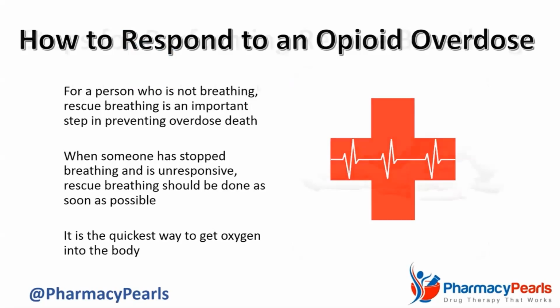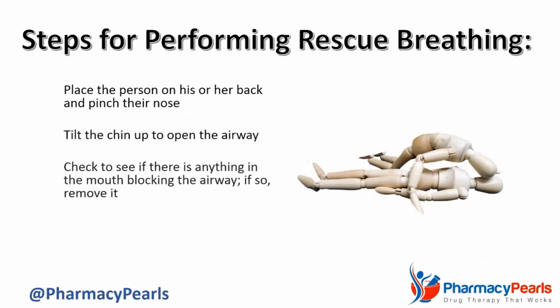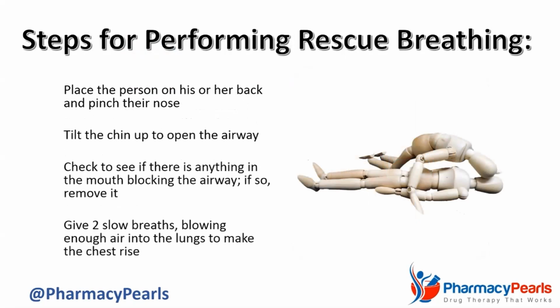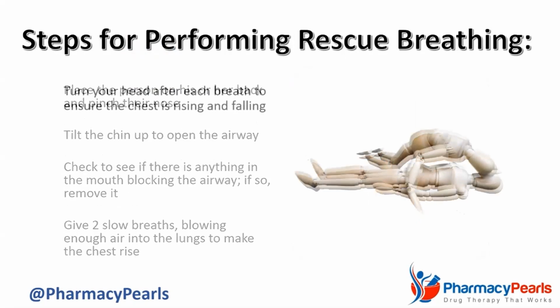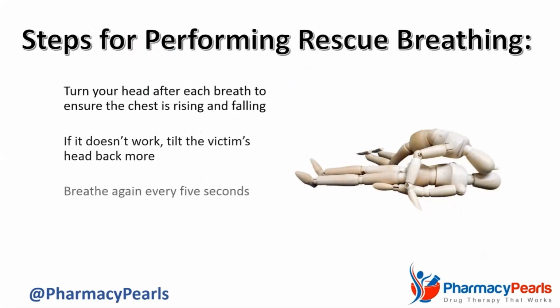Steps for rescue breathing are: place the person on his or her back and pinch their nose. Tilt the chin up to open the airway. Check to see if there is anything in the mouth blocking the airway. If so, remove it. Give 2 slow breaths, blowing enough air into the lungs to make the chest rise. Turn your head after each breath to ensure that the chest is rising and falling. If it doesn't work, tilt the victim's head back more. Breathe again every 5 seconds.